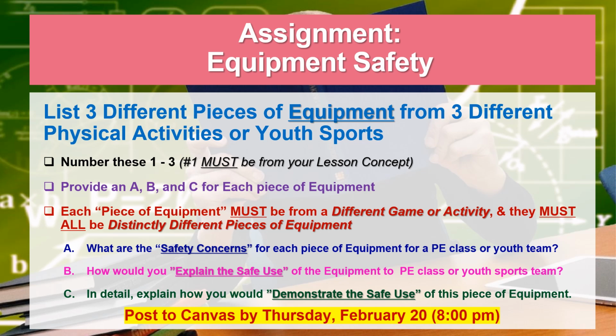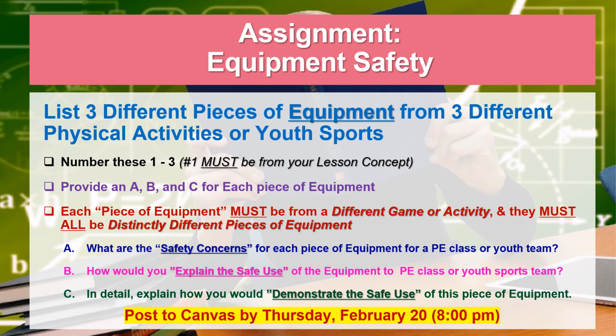A would be: consider all the safety concerns for a piece of equipment in a secondary PE class or a secondary-aged youth sports team or activity program, strength training program, fitness program, right? So remember, we're kind of considering those 12 to 18-year-olds. For B, then how would you explain the safe use? Be detailed. How would you explain, this is tell, the safe use of the equipment to that same group? Whether it's a PE class, a youth sports team, a fitness, wellness, strength training, dance program.